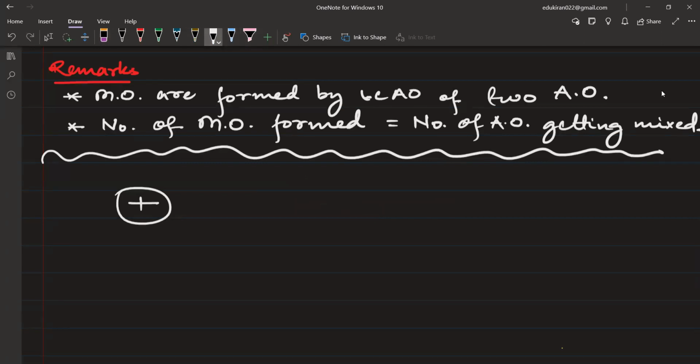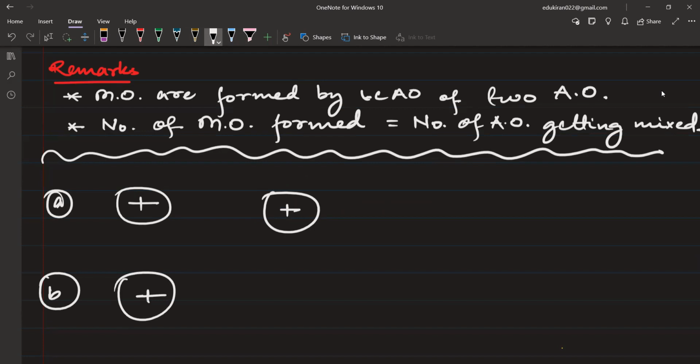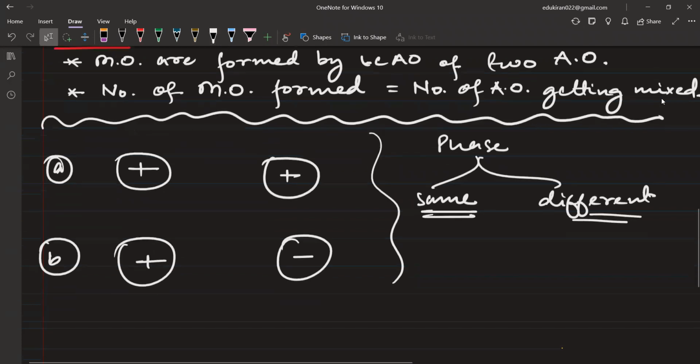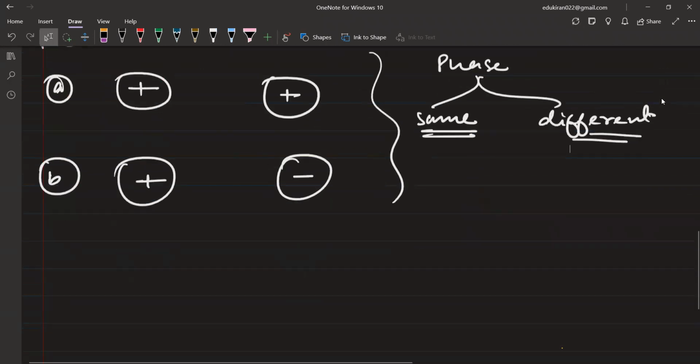Let us take case A in which both the s orbitals have positive phase. Case B would be one having positive and the other having negative. There are only two cases possible when the phase can be either same or different. These are the only two possibilities regarding the phase. या तो phase दोनों के same होंगे या तो phase दोनों के क्या हो सकते हैं? उल्टे हो सकते हैं. They can be opposite. That means there are two combinations possible whenever two atomic orbitals are combining with each other.